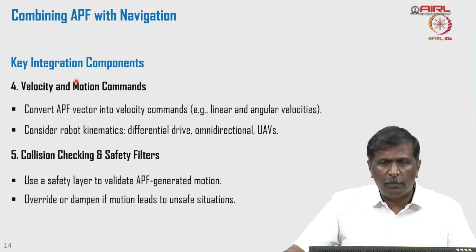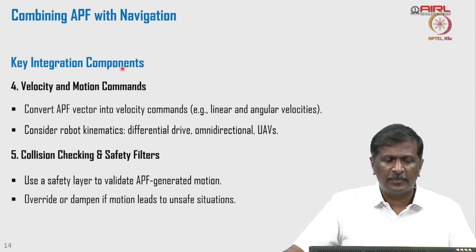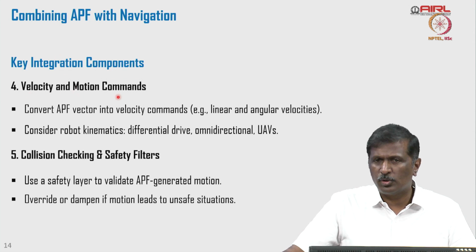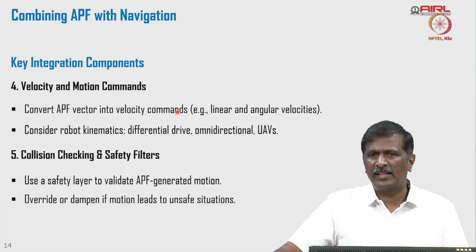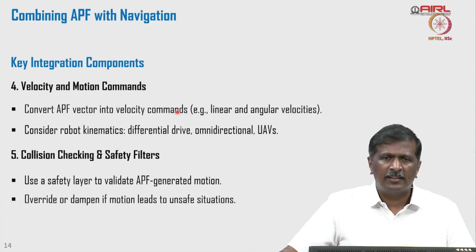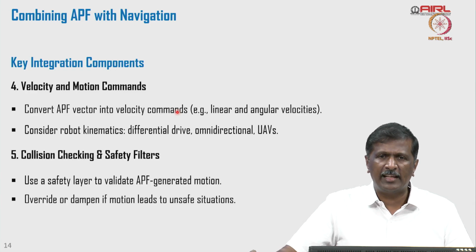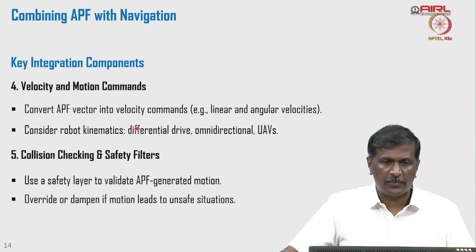Now, there are key components that we have to look at in integrating this with the navigation. You can use it for velocity or motion command. You can convert the artificial potential vector into velocity command, either linear or angular, depending on 2D or 3D, whatever you want to do. We can convert them into linear and angular velocities, right? Or we can just operate in kinematic space. We can just simply look at kinematics of it, assuming that dynamics will be taken care of by the inner loops. We only talk about the outer loops, then we can just generate only those commands, right?